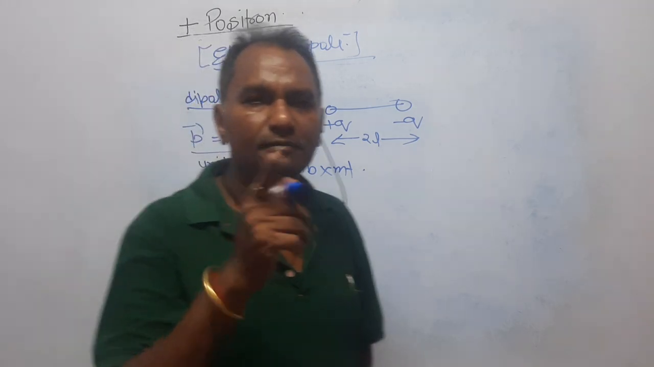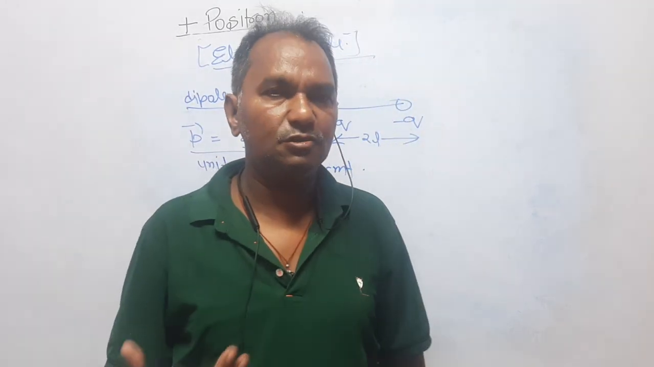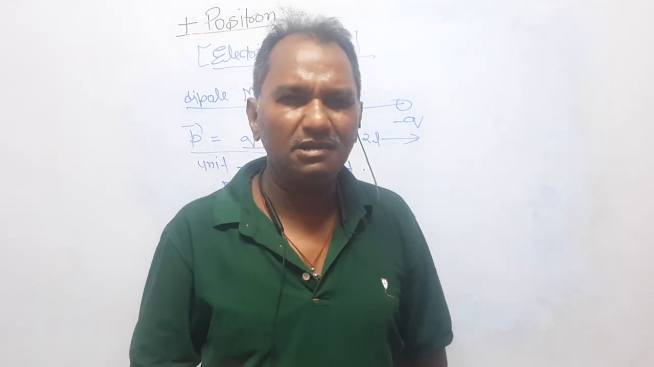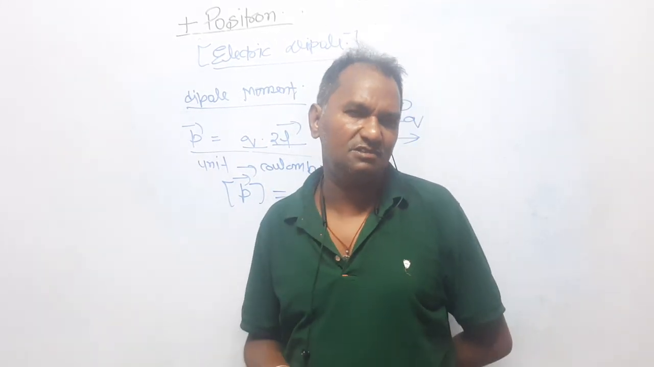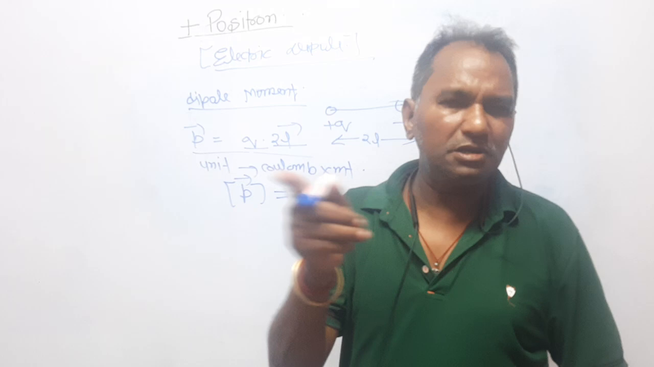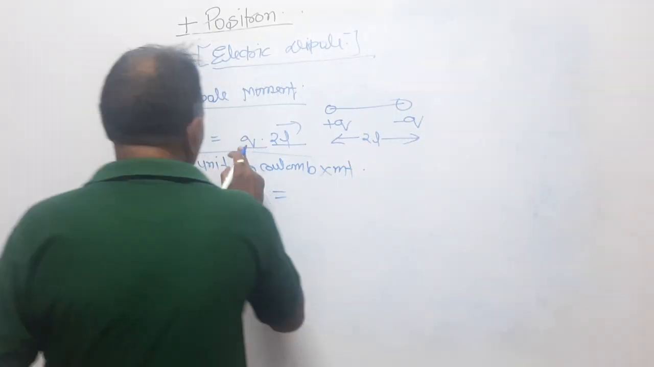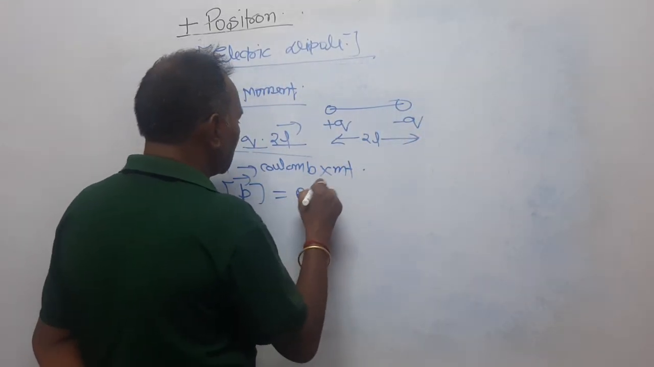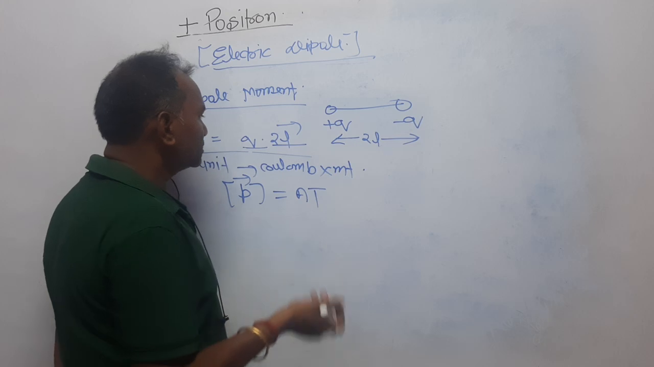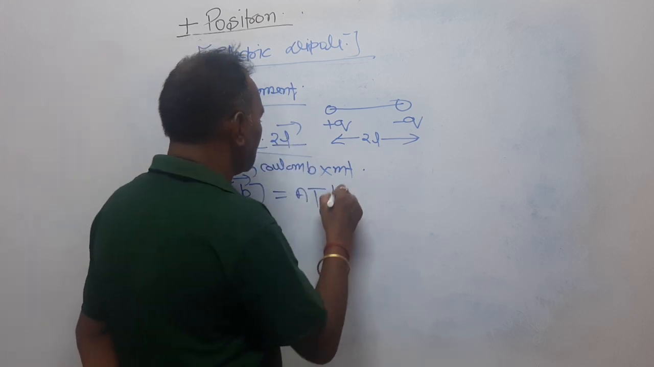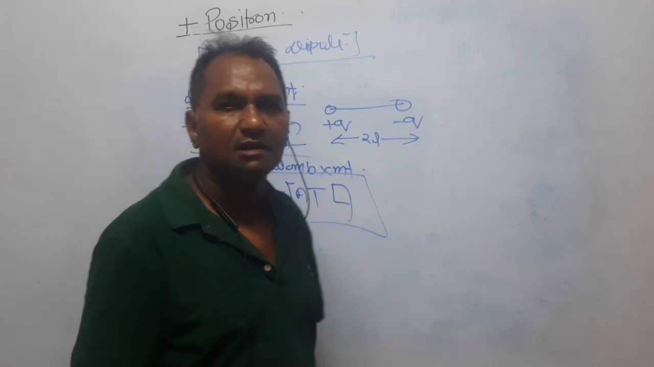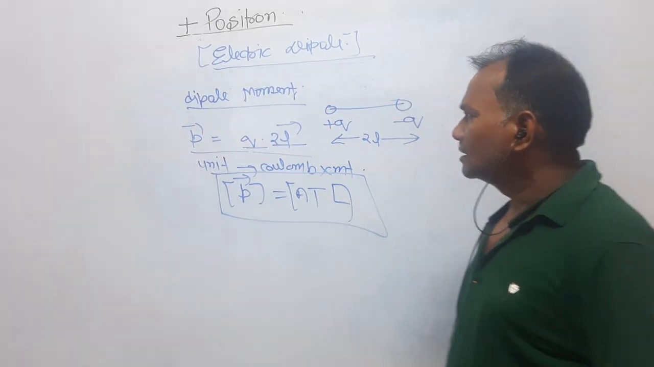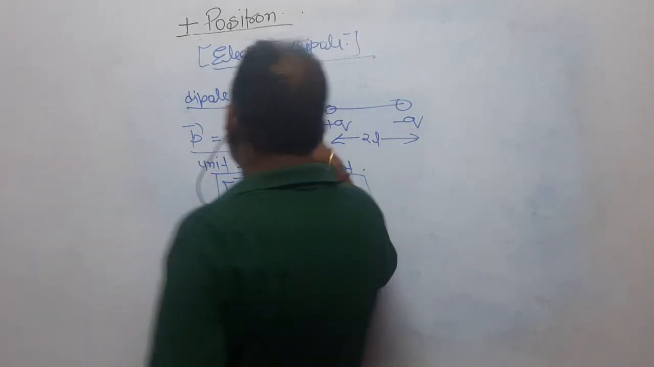Q is not a fundamental quantity. The fundamental quantity is electric current. I is equal to Q upon T. Rate of flow of charge is called current. So Q is equal to I into T. So Q might be written as AT. In terms of dimensions, 2L is L. So this is ATL. Dear students, dipole moment has the dimension ATL, right? So I'm moving ahead.